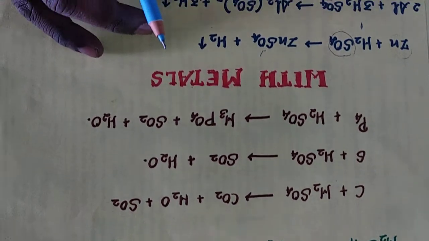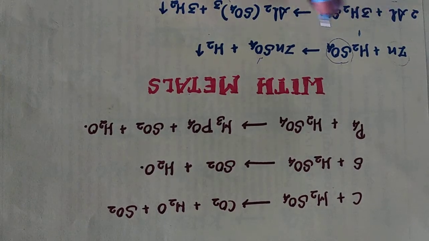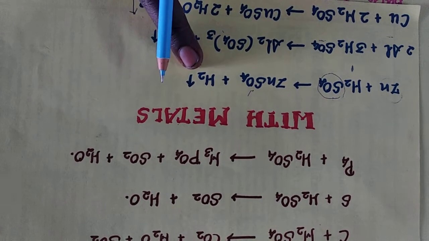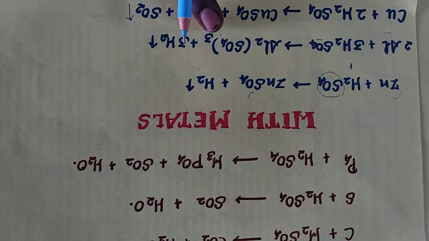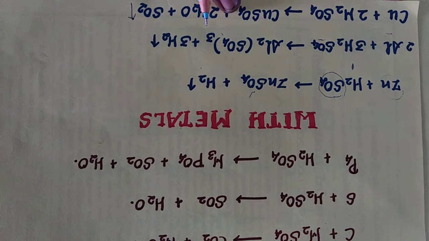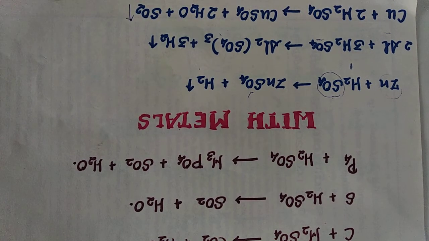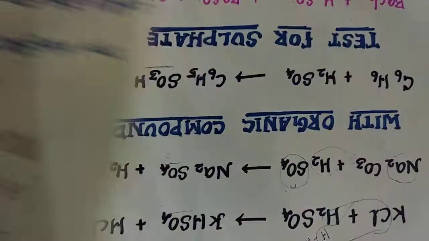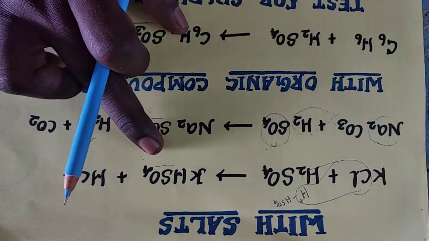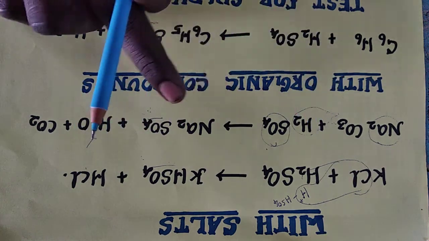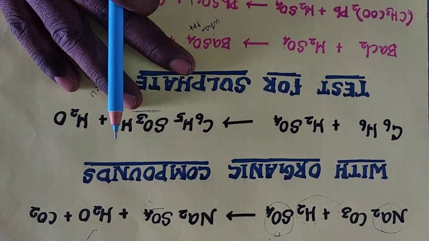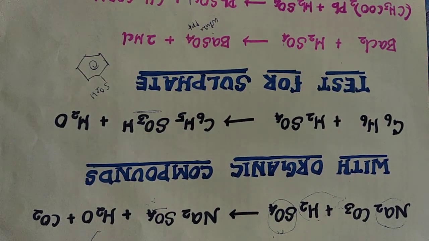Then with metals, zinc metal on reaction with sulfuric acid forms zinc sulfate and hydrogen gas. Aluminium on reaction with sulfuric acid forms aluminium sulfate and hydrogen gas. Copper on reaction with sulfuric acid forms copper sulfate and SO2 gas. Next, with salts. With potassium chloride, it forms potassium bisulfate. With sodium carbonate, it forms sodium sulfate. Then with organic compounds, that is with benzene, it forms benzene sulfonic acid.